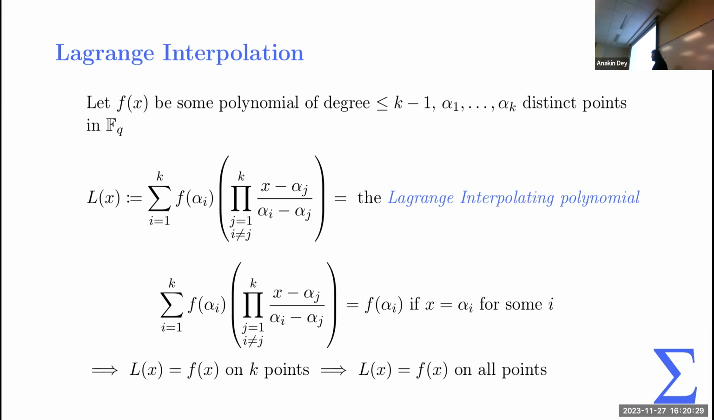And so that's interpolation. So that's kind of the original Reed-Solomon decoding algorithm. You do all possible interpolations, get the polynomial, and read out the coefficients.